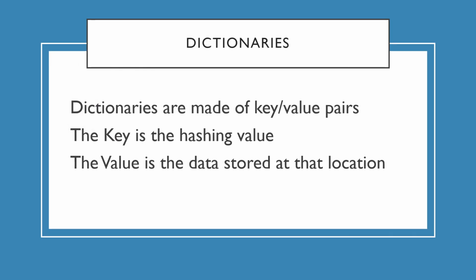How does this relate to Python dictionaries? Well, remember that dictionaries are made out of key value pairs. The key in a Python dictionary is used as the hashing value, and the value is the data stored at that location. So hash tables are the way that Python implements the dictionary data type.